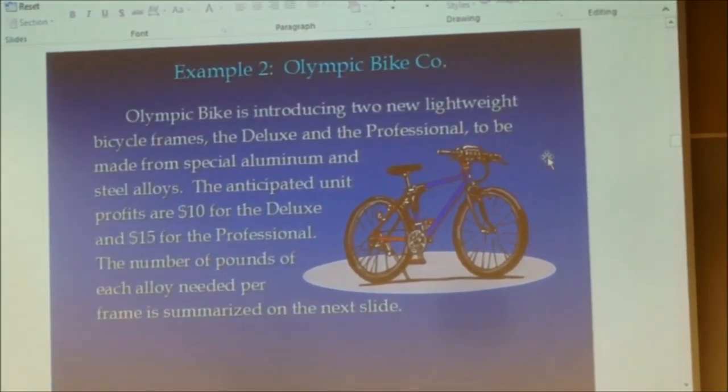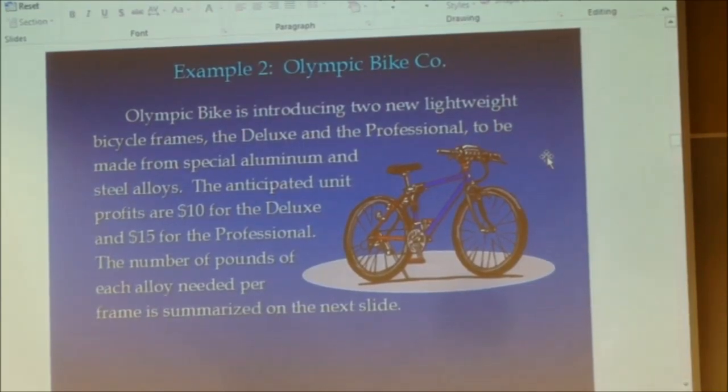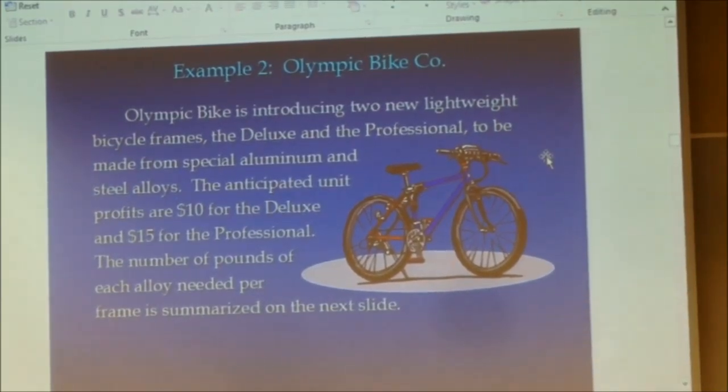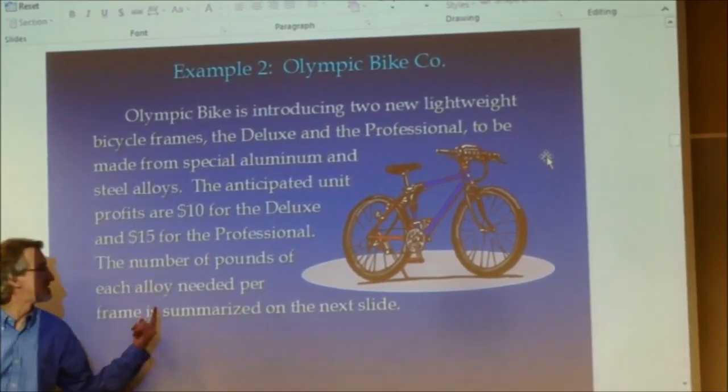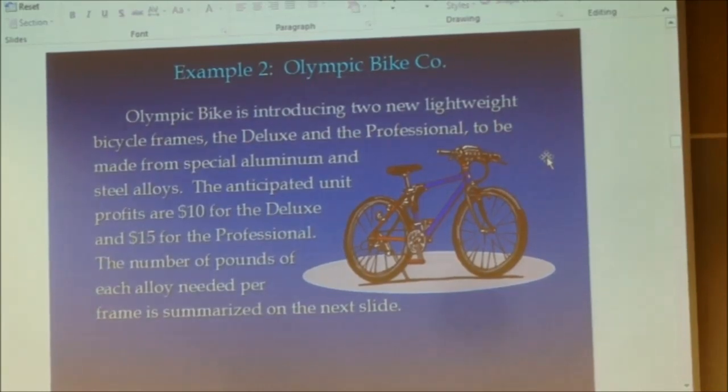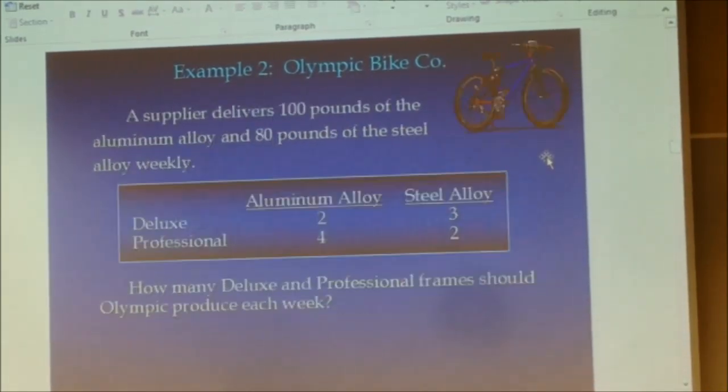Where do you think this is heading? A max or a min problem? Usually when we're given the profit, it kind of gives it away a little bit. We're probably going to try to max the profit. It says the number of pounds of alloys that we receive for this cycle of scheduling of production. On the next slide, looks like we got 100 pounds of aluminum, 80 pounds of steel.